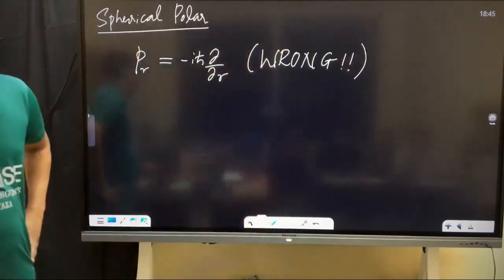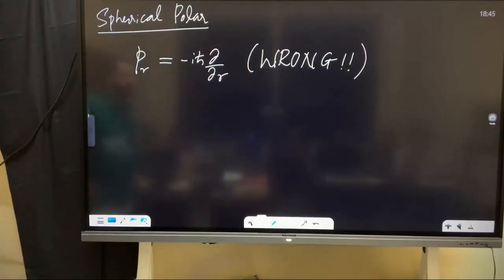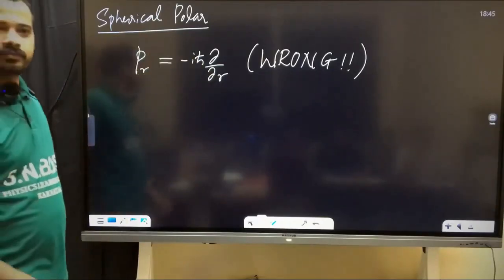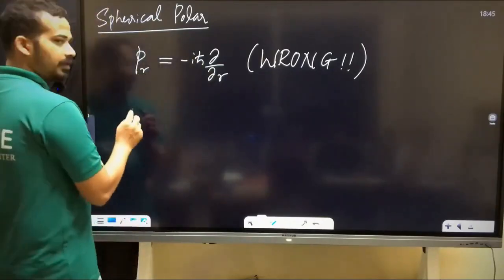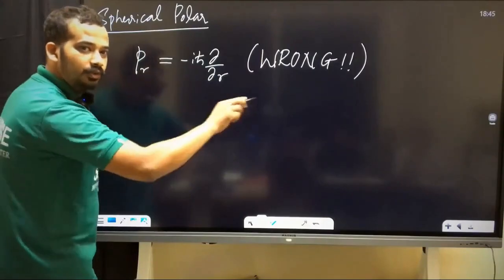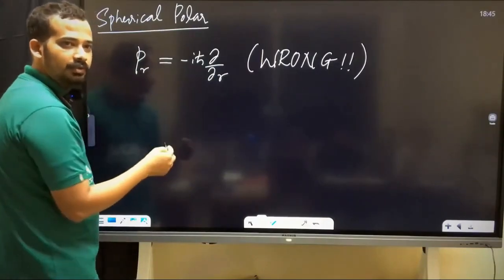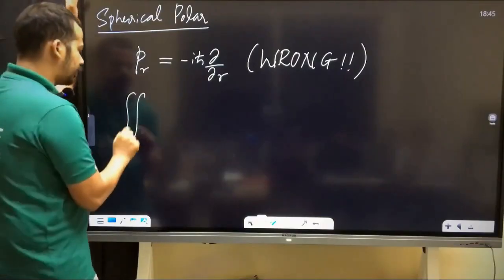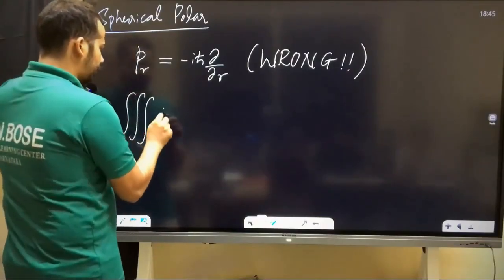Wrong. It won't work. It is not Hermitian at all. Can you guess why? When you do that integration by parts, something else would come to the left part actually. If you just do this one, what is this one?